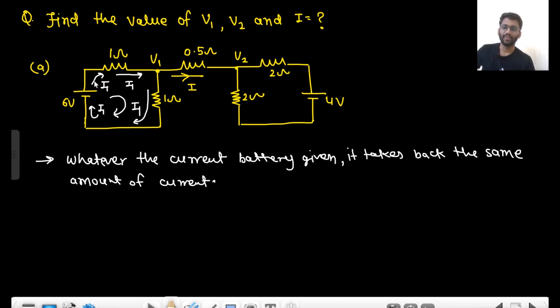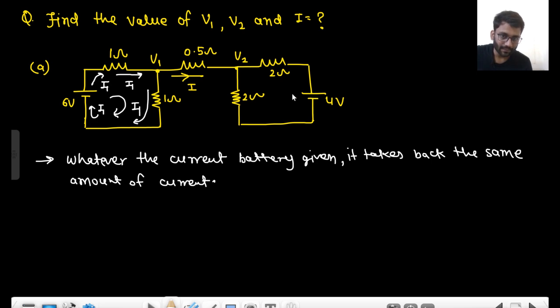What did you see? I1 current is flowing here, so it is taking back the same amount of current I1. But there is no other path mentioned, right? There is no other path. This I1 current has to flow through this 1 ohm resistance and also through this 1 ohm resistance because of this I1. So this complete current is flowing in this loop only. So if this complete current is flowing in this loop, there should be no current going that way, right?